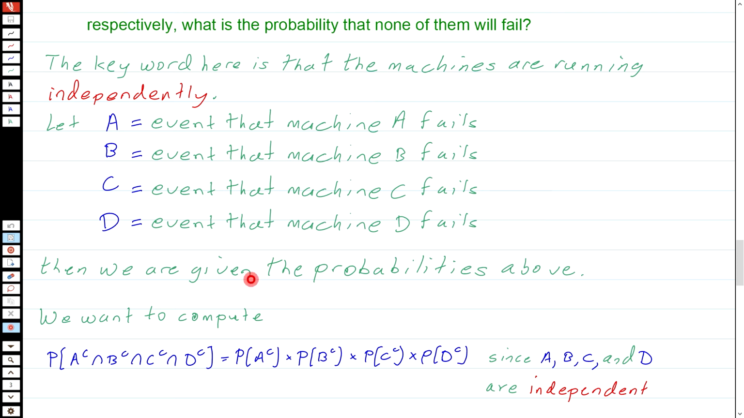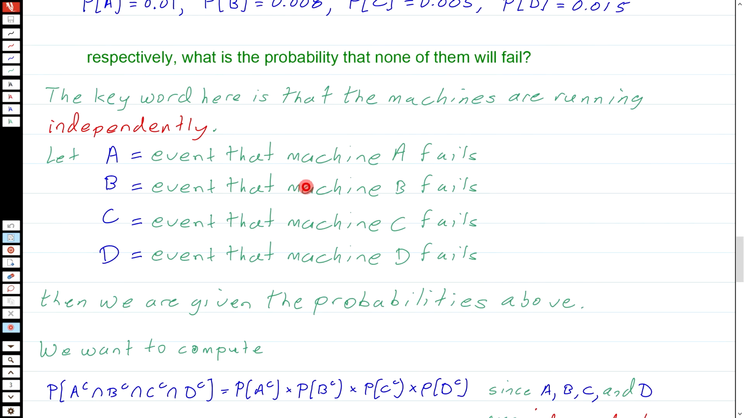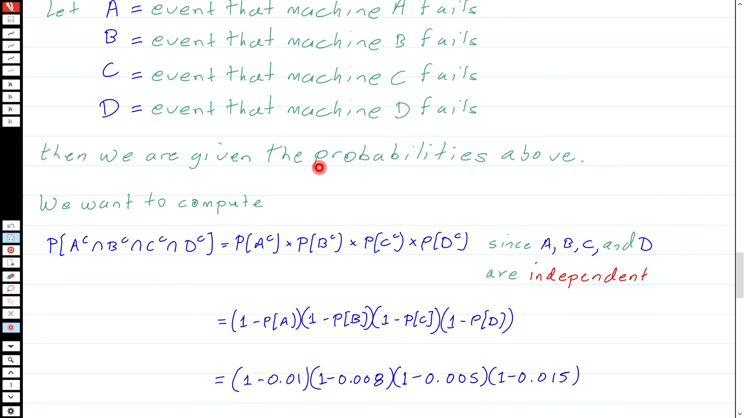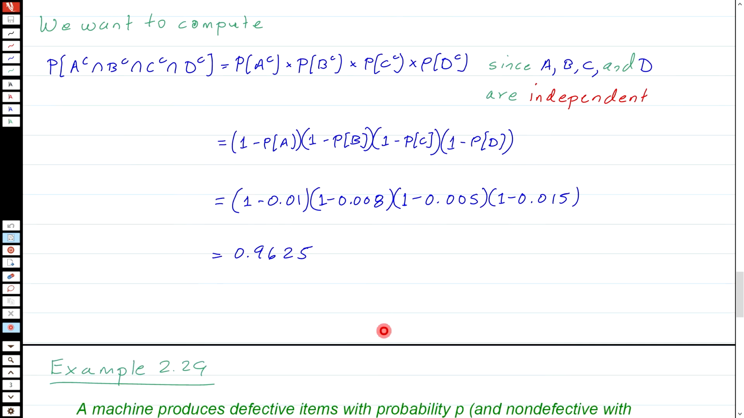Now we want to find the probability that the first one doesn't fail, and the second one doesn't fail, and the third doesn't fail, and the fourth doesn't fail. These are ands, or intersections. Since they're independent, it's just a product of the 4 probabilities. And each of those probabilities is 1 minus the probabilities up here, since they're complements. And so I just plug in the numbers and multiply them out. I get 0.9625.